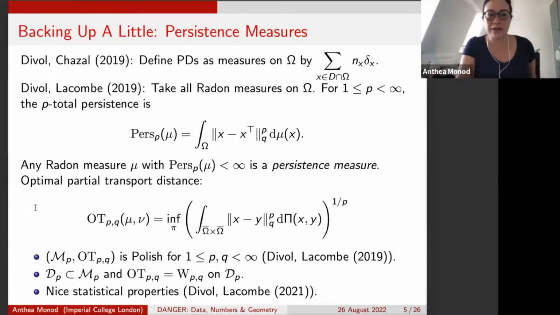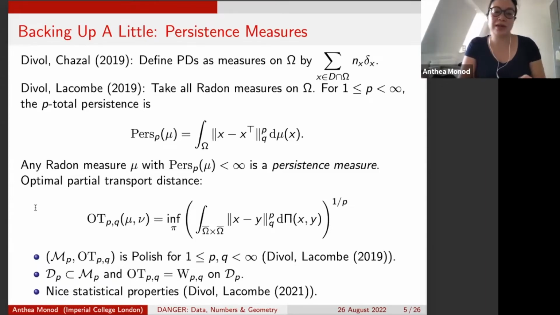And then what you do is you look at the projection of each persistence point onto the diagonal, and you can look at the p total persistence of these projections, right? And then you take all the Radon measures, and any Radon measure here with finite persistence is called a persistence measure. This space is a generalization of the space of persistence diagrams. So you don't actually have this multi-set of points anymore. You have this collection of measures, but it is a generalization of a persistence diagram.